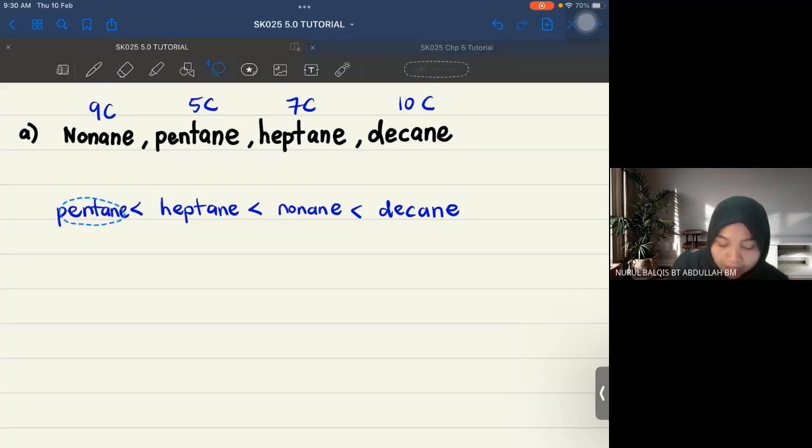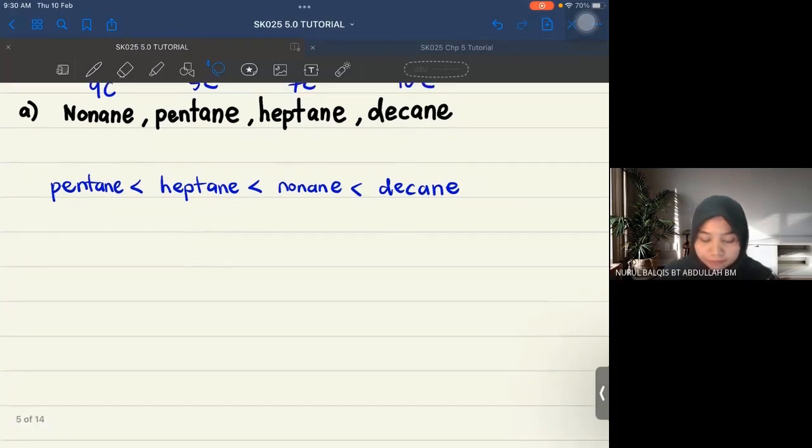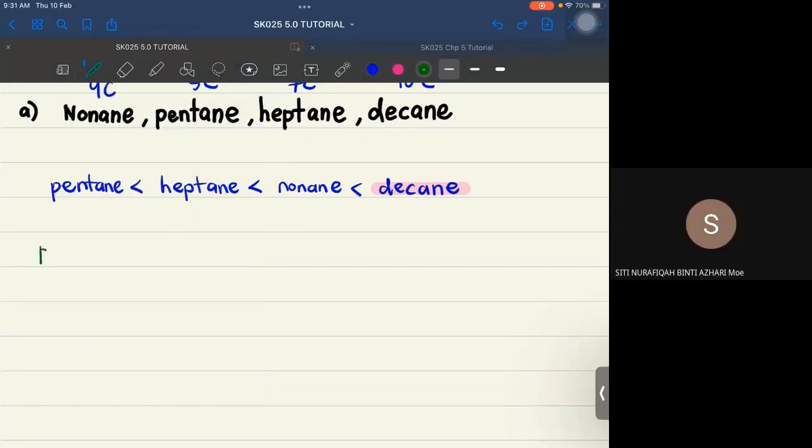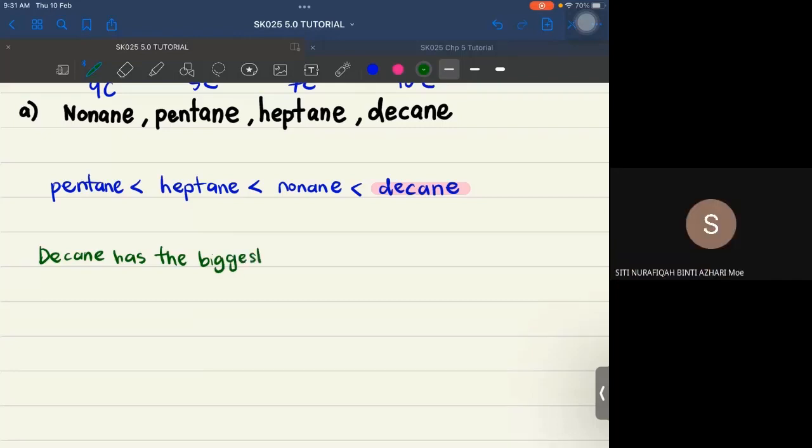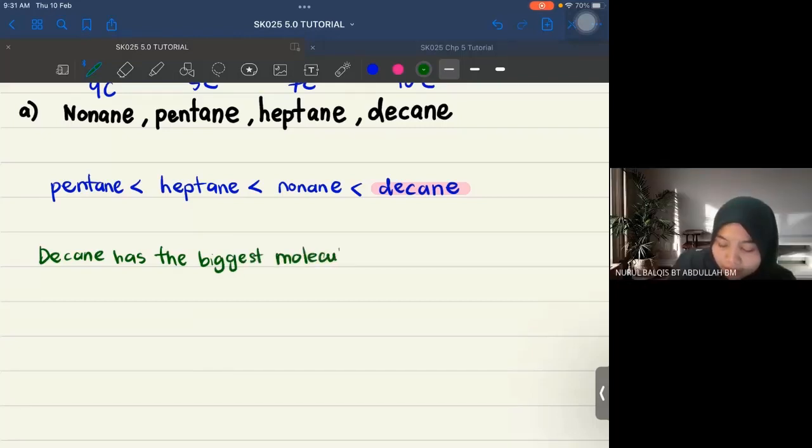Okay, good. Lepas dah susun ni, awak kena cerita apa yang awak buat sampai dapat this trend. So how are you going to start explaining about this trend? Usually kita start dengan apa dulu? Bagi tahu tentang satu structure yang paling tinggi, usually. Let's say kita nak cakap pasal decane dulu. How are you going to explain about decane being the highest boiling point? Decane has bigger molecular size. Decane has the biggest molecular size.